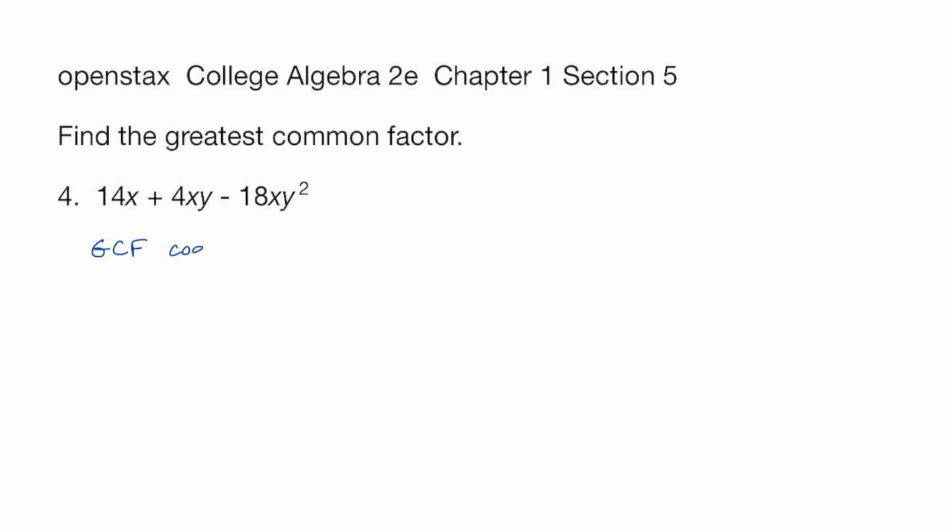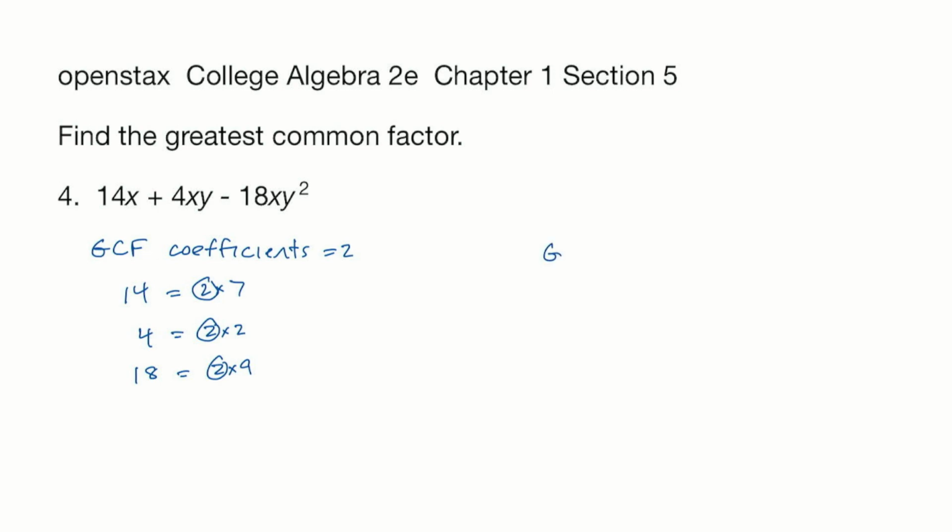And for the coefficients, we have 14, and that is 2 times 7. And we can't break either of those numbers down further. And then 4 is 2 times 2. 18 is 2 times 9. We can break the 9 down, but it won't help us out here. And so these each have a 2 in common. And so the greatest common factor for the coefficients is 2.